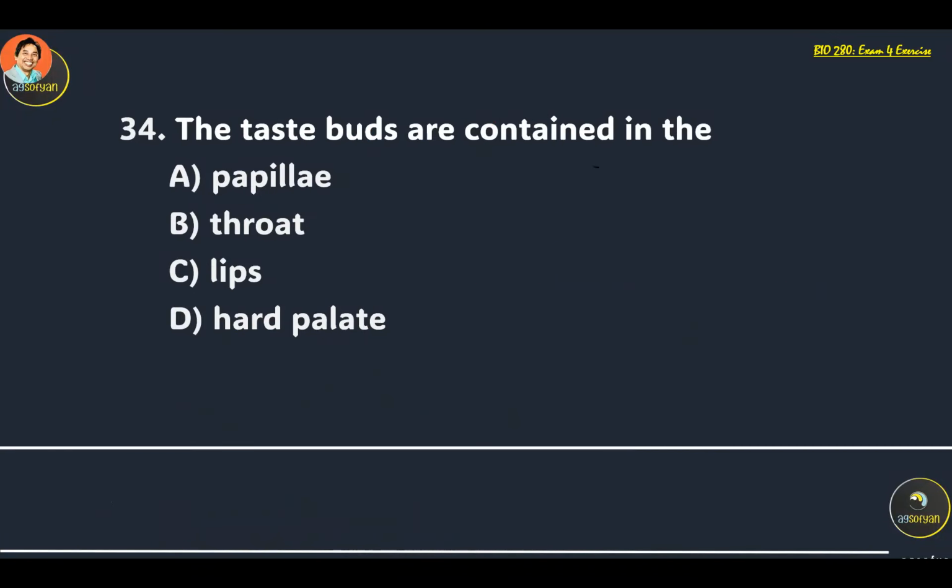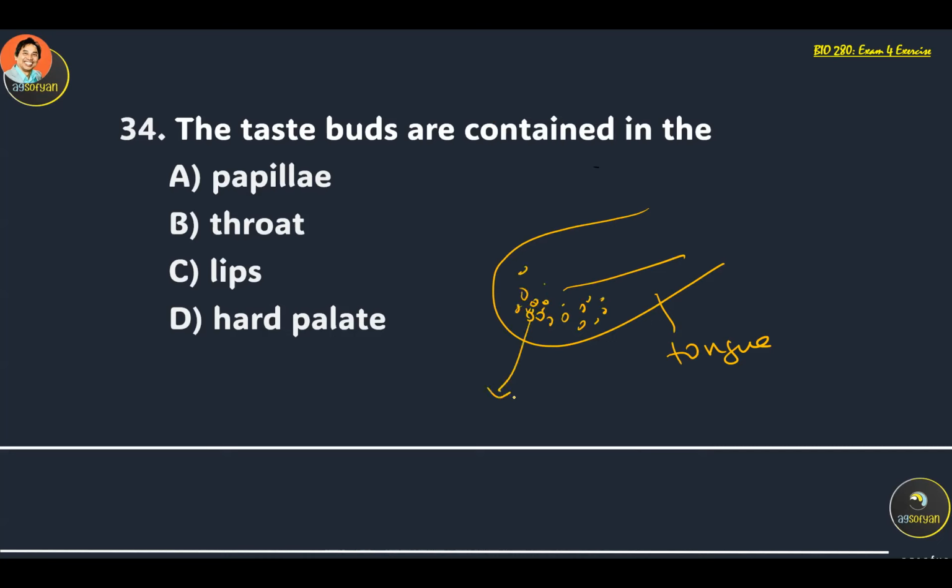The taste buds are contained in A, B, C, or D. Okay, so the taste bud is a group of cells that taste the food. It is located in the tongue. In our tongue, we have a group of cells making what we call the papilla. And in this papilla, we have the taste bud. So the answer will be the papilla.